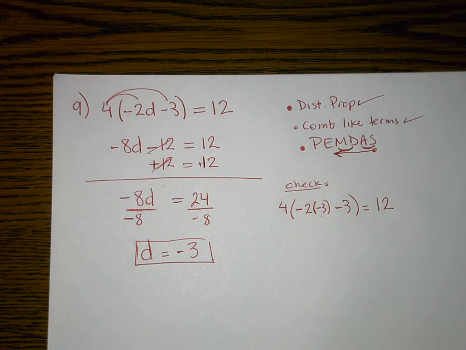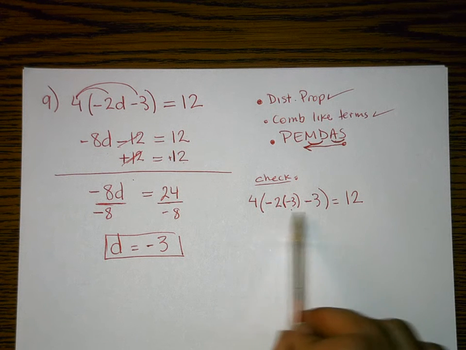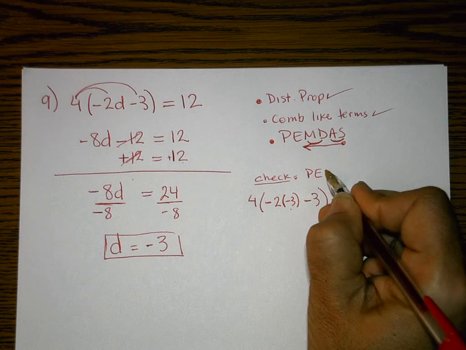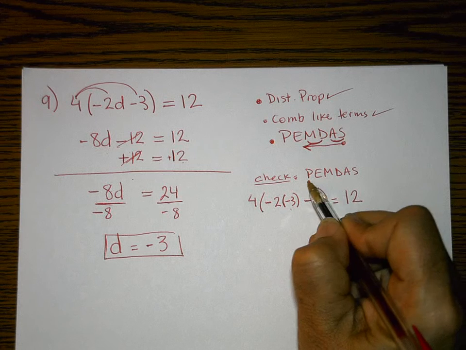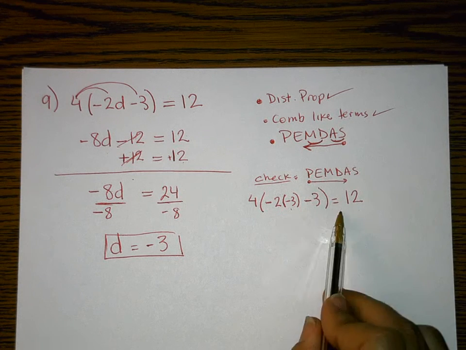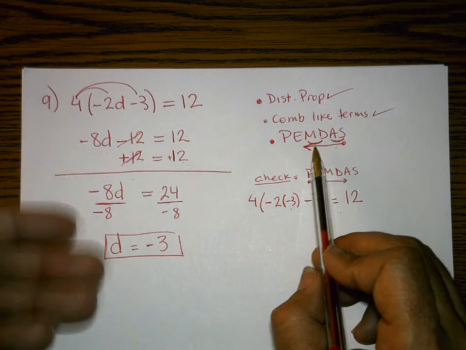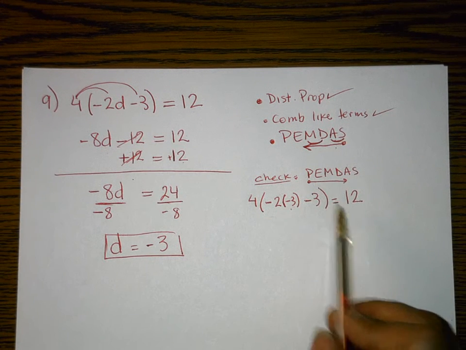Okay? So let's check. Let's do the order of operations. But now, because there are no variables, I am going to use PEMDAS, but not backwards. We're going to use it forward, because there are no variables. I used it backwards because I was trying to undo things to solve for a variable. Now I'm just checking it, so I use PEMDAS forward.